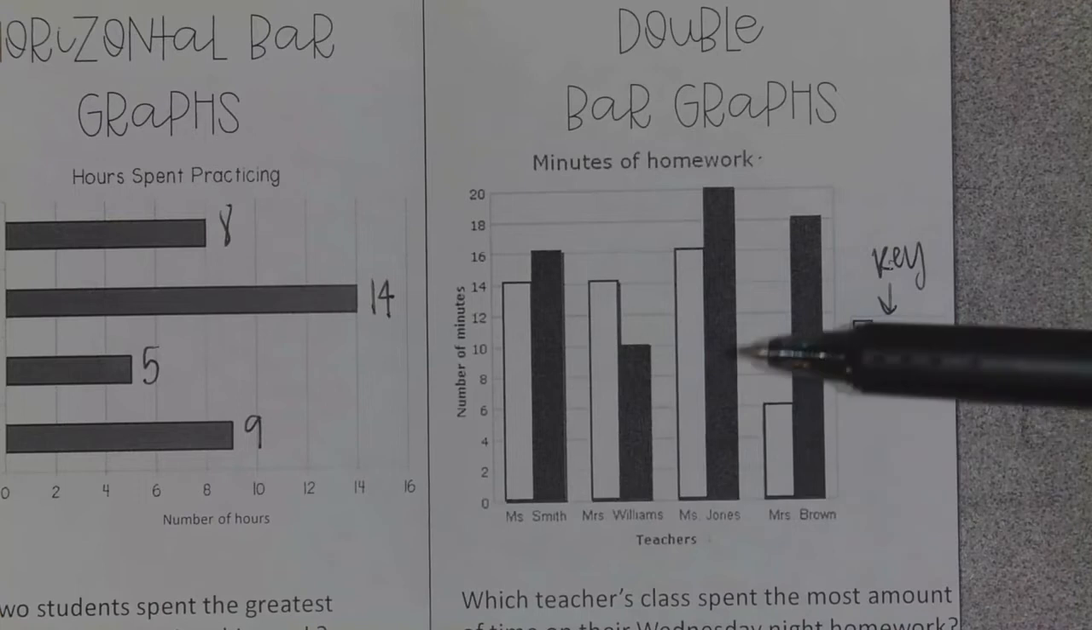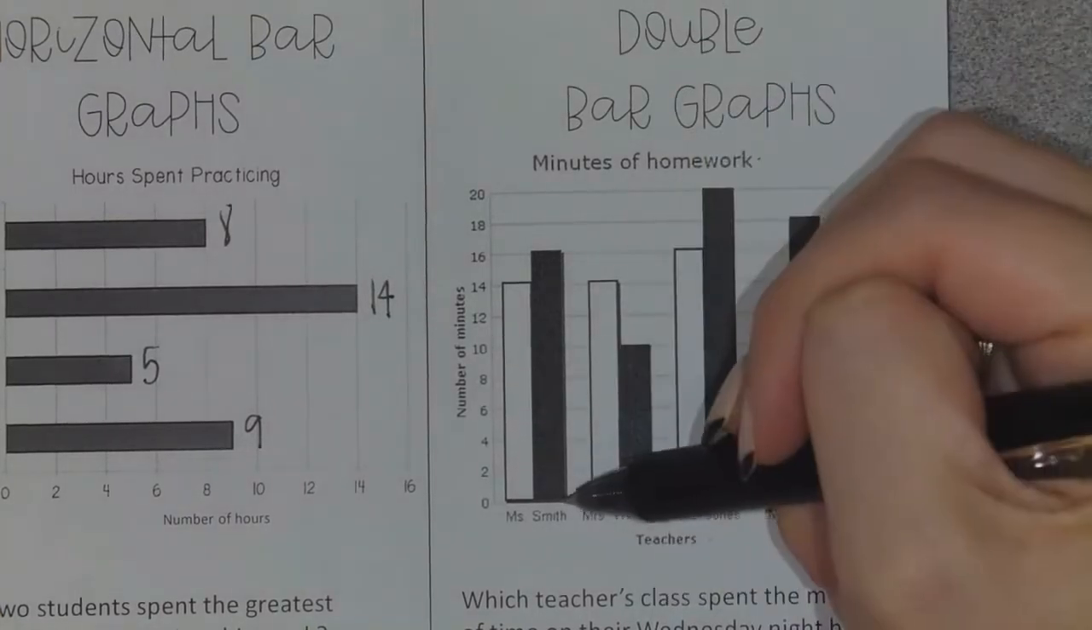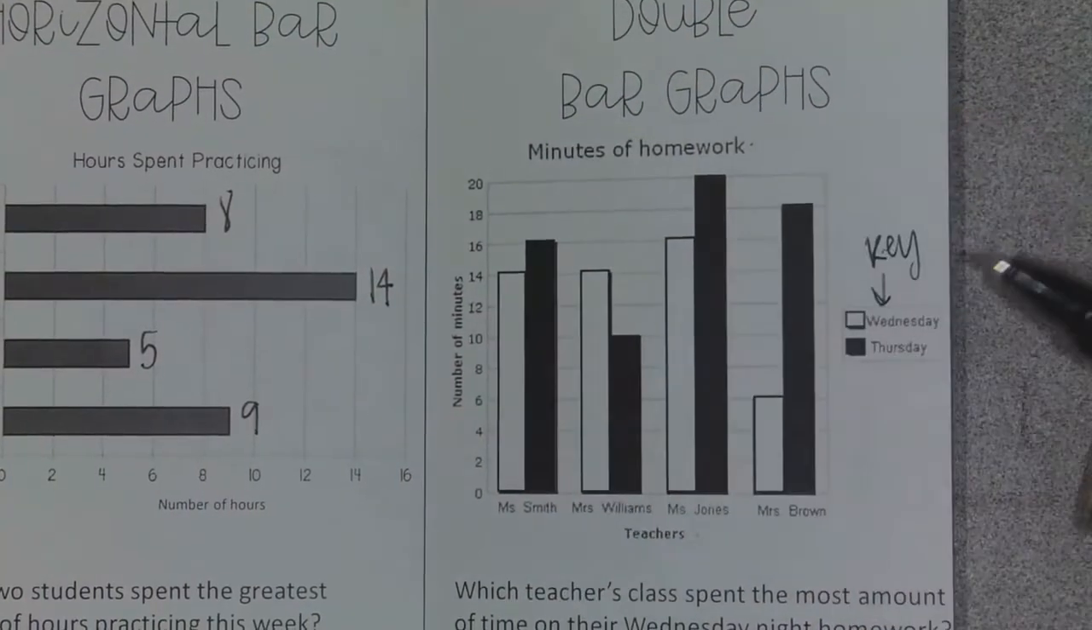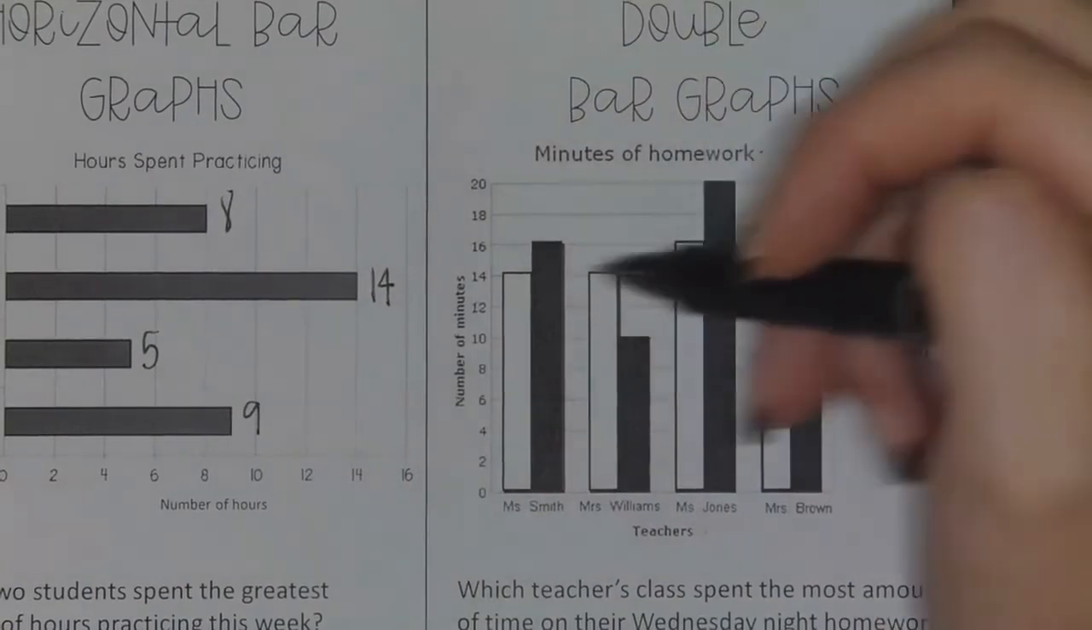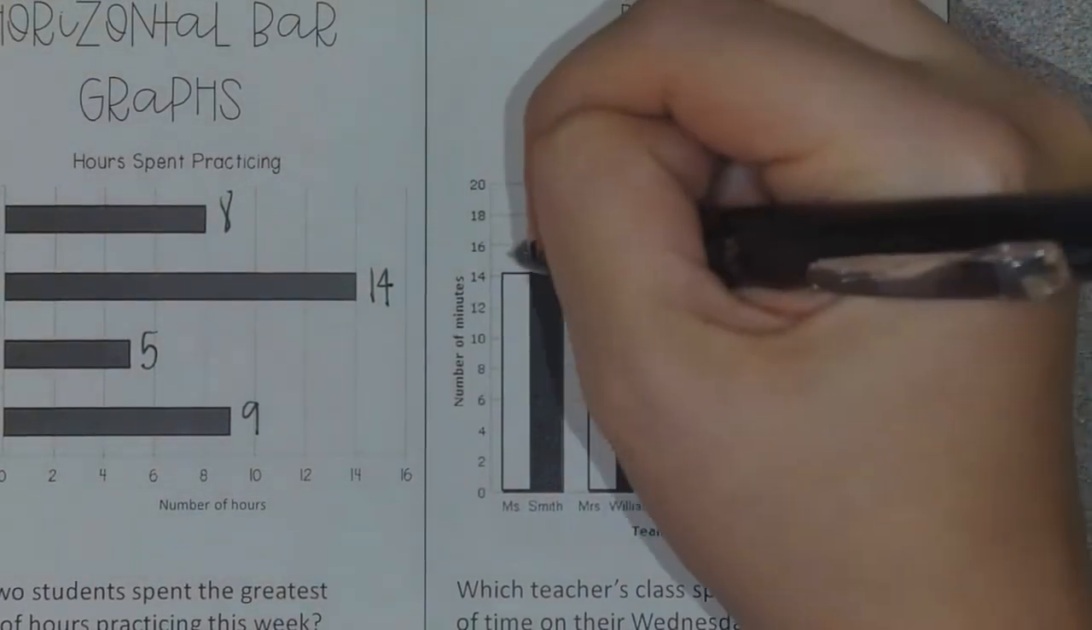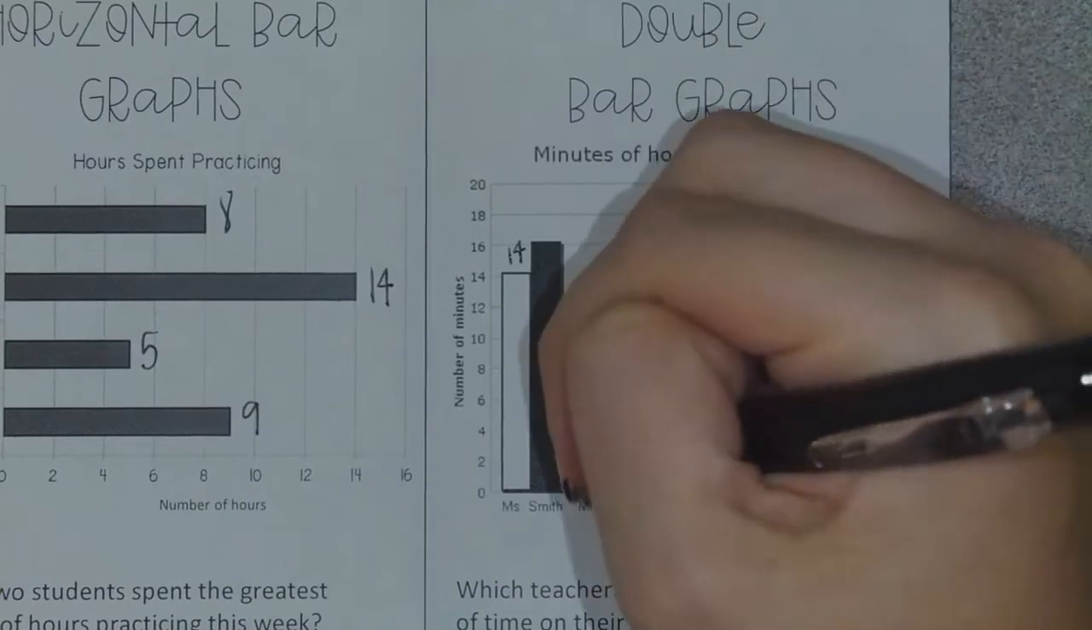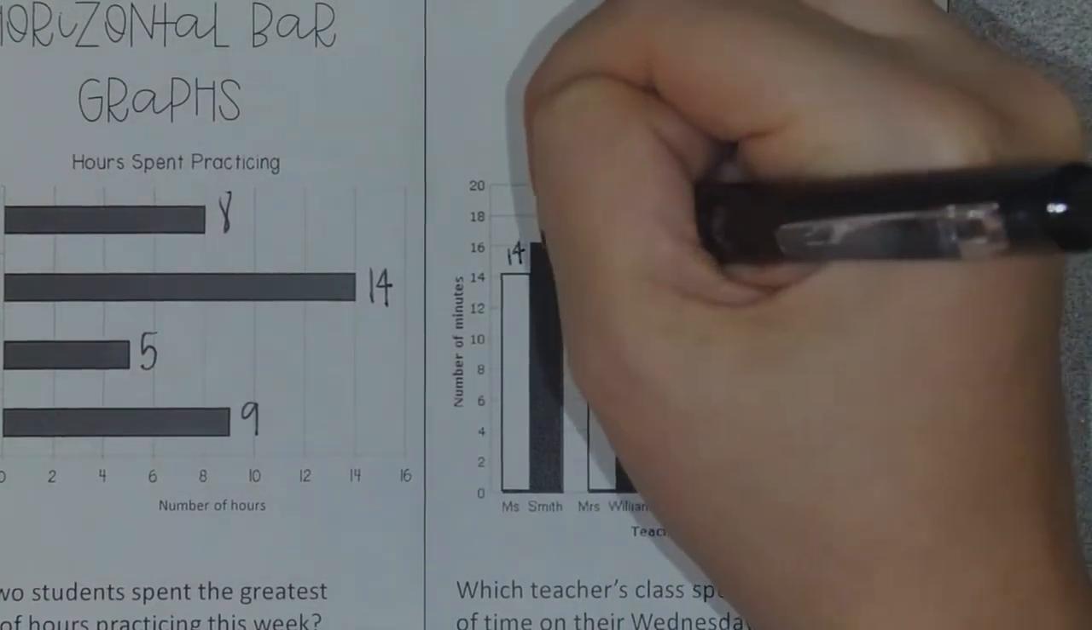So I'm going to do the same thing where I go through and I label the bars. So it looks like the first teacher we have is Miss Smith. I guess me. Let's see how y'all did on your homework. So on Wednesday, you guys practiced homework for 14 minutes. On Thursday for 16 minutes.